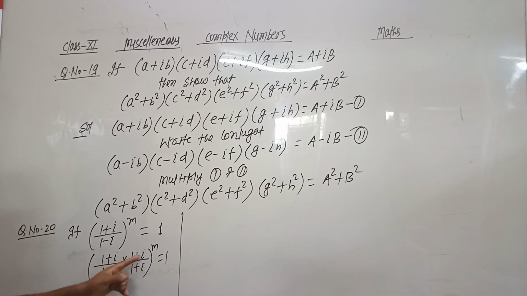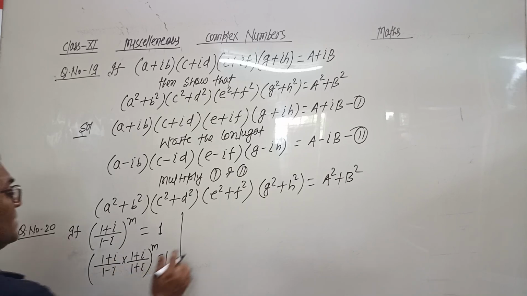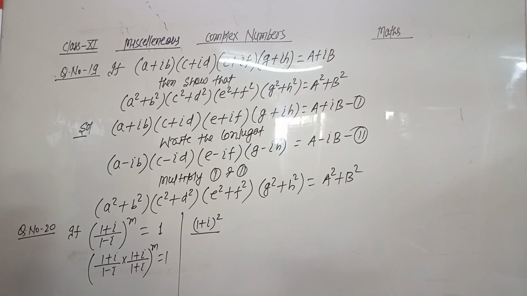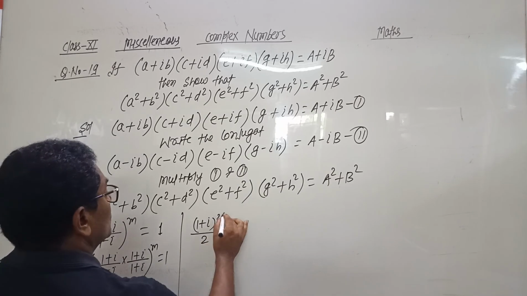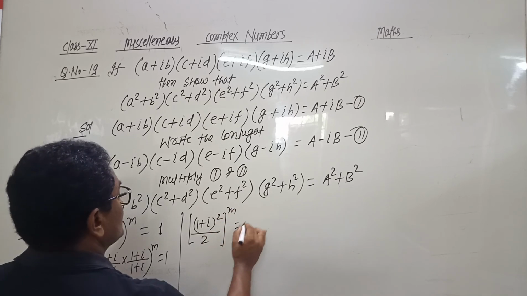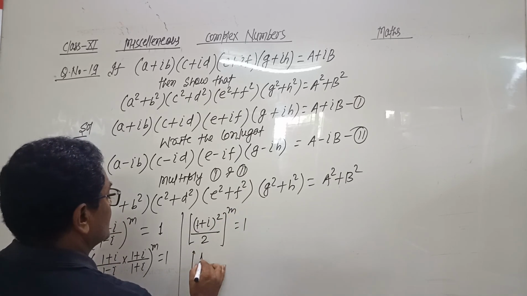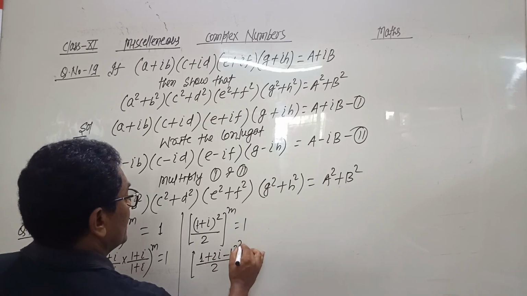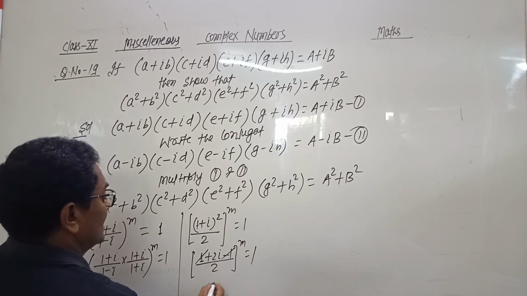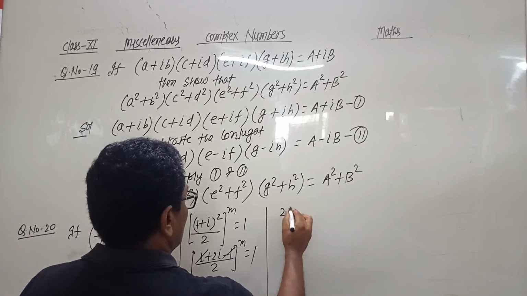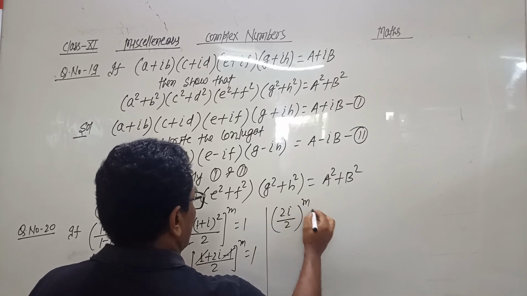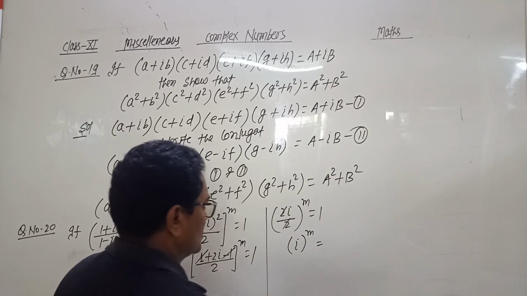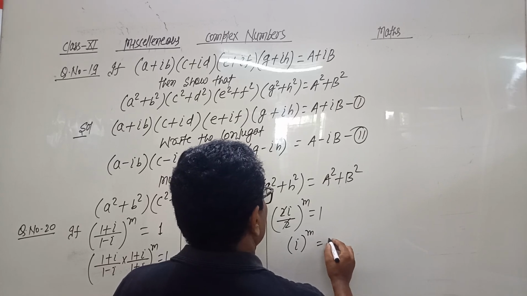We solve this using (a plus b) whole square upon (a minus b)(a plus b): 1 square minus iota square means 2, and the whole raised to the power m equals 1. This will be expanded: a square plus 2ab plus iota square, which means minus 1, upon 2, raised to the power m equals 1. Plus 1 minus 1 cancel and we get 2 iota upon 2 raised to the power m equals 1. 2 and 2 get cancelled. Iota raised to the power m equals 1.